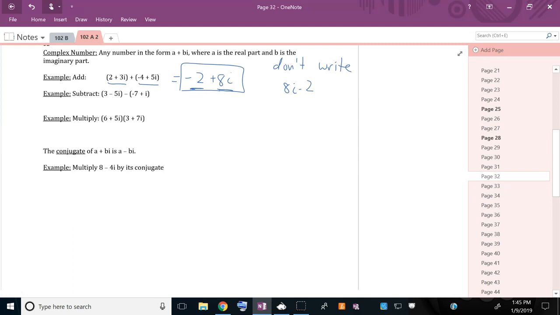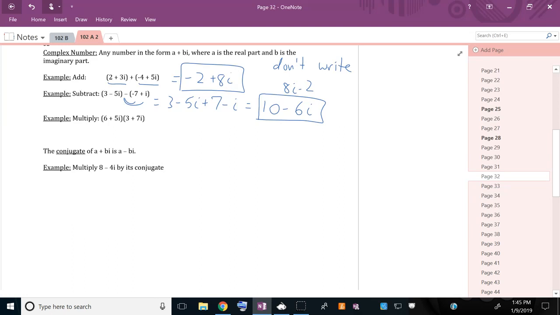Let's subtract 3 minus 5i minus the quantity negative 7 plus i, and let's distribute that negative sign. So adding up like terms, I get 10 minus 6i. Again, I get a single complex number as my answer.